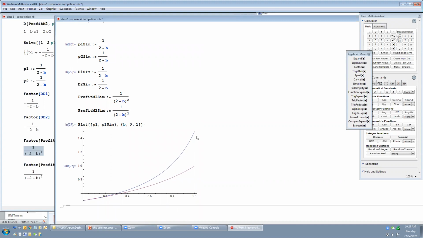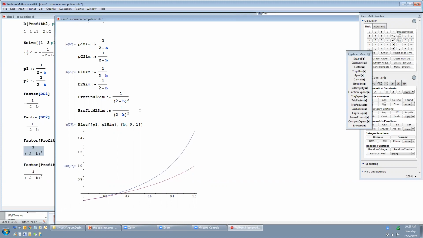The higher line is P1 sequential. The lower line is P1 simultaneous. What it means is that when the two prices are decided simultaneously, the price is smaller than when the two prices are decided sequentially.